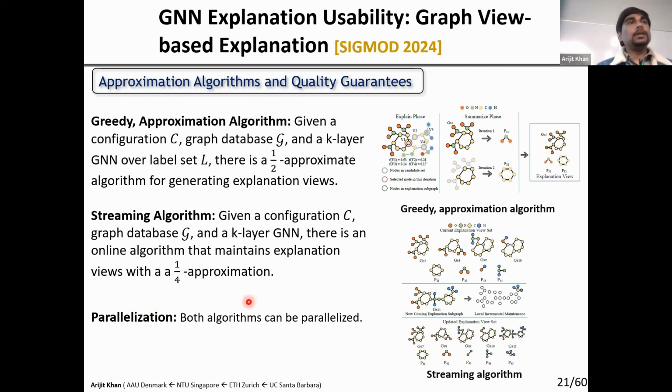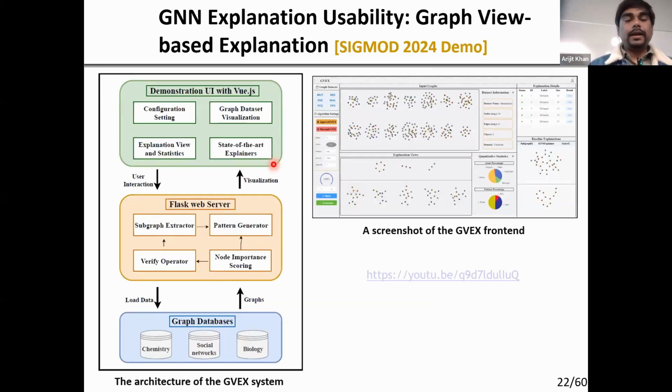And we also did parallelization of both the algorithms. I'll not go into the technical details due to the limitation of time, but just to give you the flavor of how we solve this problem. We also had a demonstration paper in SIGMOD, and there we built our system.